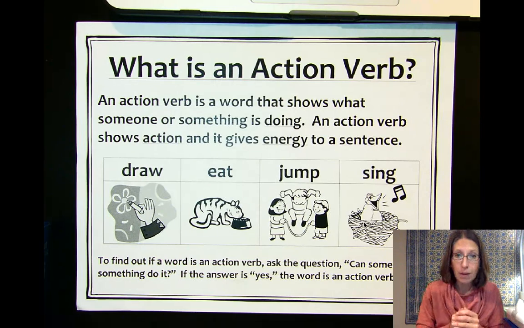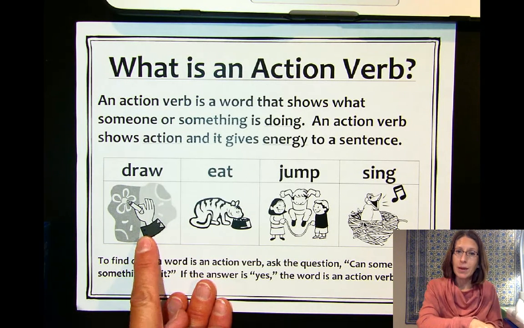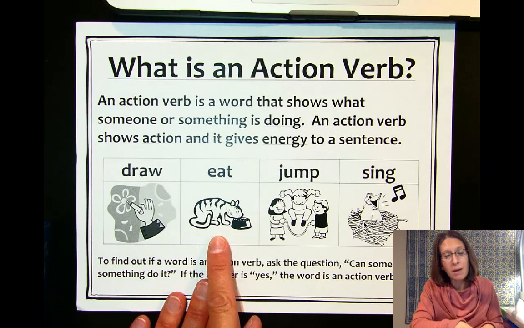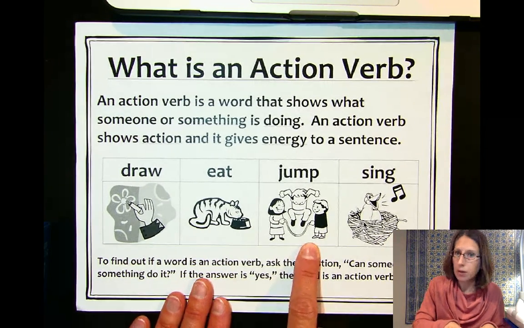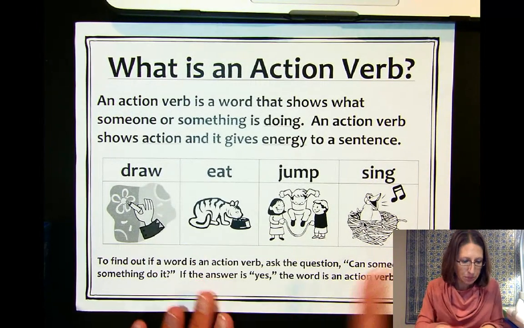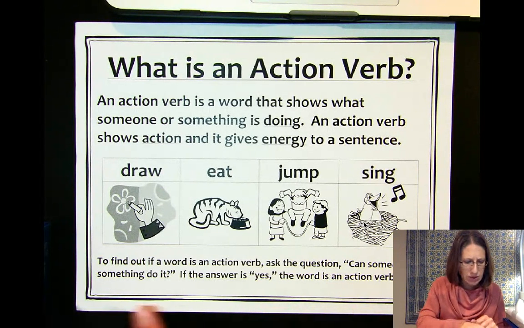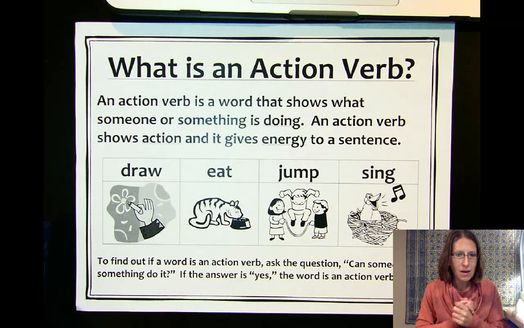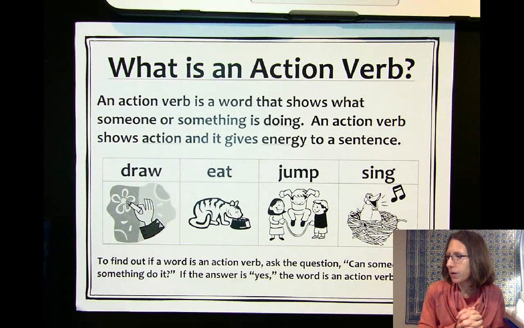So there are a few examples of some action verbs on our poster. So draw is an action verb because someone or something can do it. Eat is an action verb because someone or something can do it. It shows action. Jump is an action verb because someone or something can do it. And la la la, sing. Someone or something can do it. So to find out if a word is an action verb, ask the question, can someone or something do it? If the answer is yes, it's an action verb. So if you're wondering, is that an action verb? You can ask yourself, can someone or something do it?